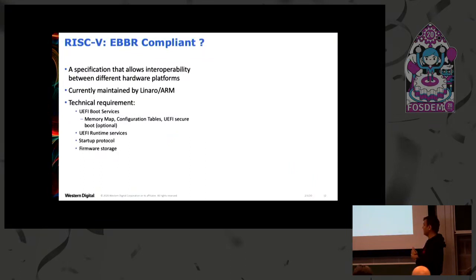As per my understanding, EBBR is a specification that allows interoperability between different hardware platforms. So once your hardware platform conforms to EBBR, you know for sure you have these many features and this is how you boot. As per the technical requirements, we are almost there. We have to implement a few of the runtime services, or just say that we are not supporting runtime services, but that feature has to be there. Other than that, there is the startup protocol, which is basically all the harts booting, the flow I explained, and then the firmware storage, which requires you to be on a GPT partition, and we already have GPT.